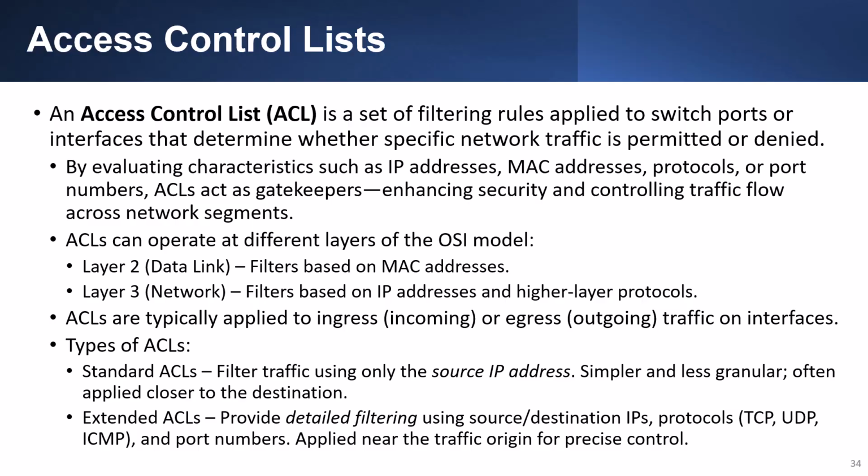Types of ACLs include standard ACLs, which filter traffic using only the source IP address. Simpler and less granular, they are often applied closer to the destination. Extended ACLs provide detailed filtering using source or destination IPs, protocols, and port numbers. They are applied near the traffic origin for precise control.